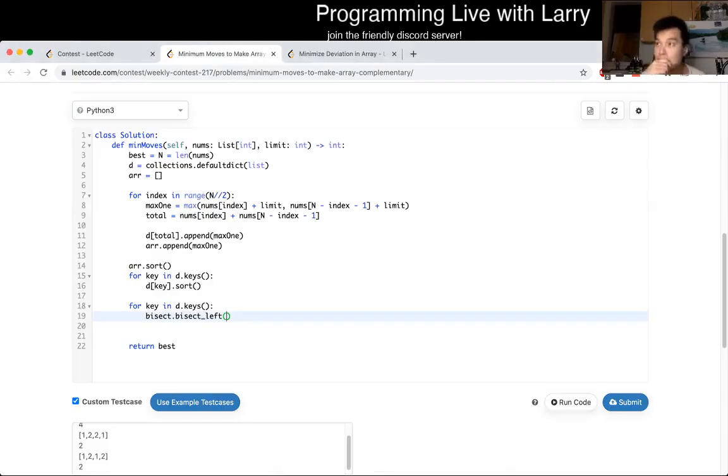So we want all the keys in array such that it is the total that we want. All the numbers that are key.